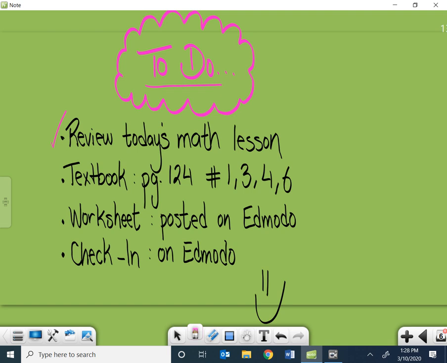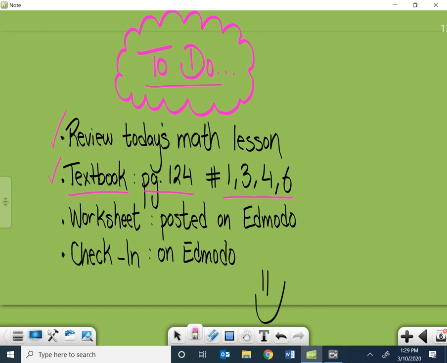So step 1, just go back, quickly glance through everything we went through, make sure you understand it, and then move on. Today's practice is going to be very short. Your first job is to do textbook questions. There's only 4 questions, very short. It's on page 124, numbers 1, 3, 4, and 6.